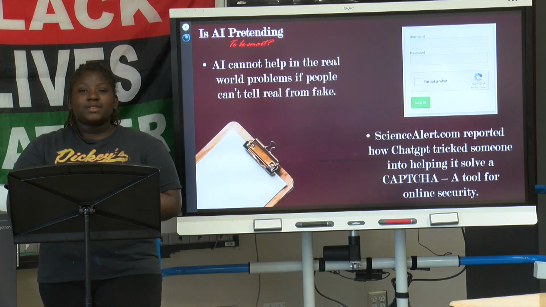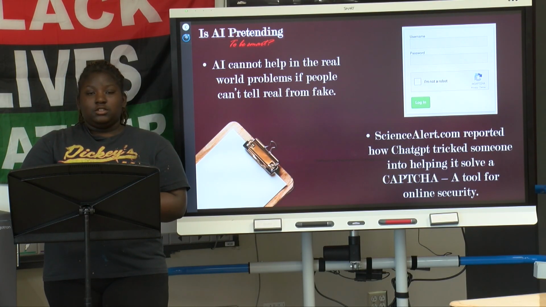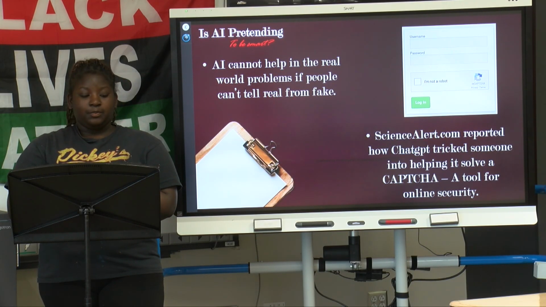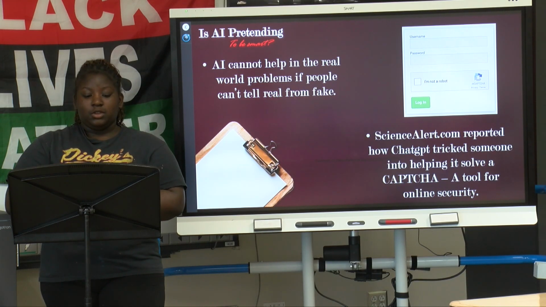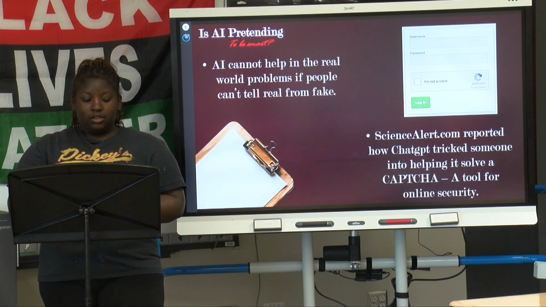Hi, my name is Taylor Williams, and my topic is AI: pretending to be smart? Artificial intelligence, AI, cannot help you if you cannot tell what is real or AI-generated. According to ScienceAlert.com, ChatGPT tricked a human into thinking the chatbot was a visually impaired human to get help solving a CAPTCHA. This is proof that we are easily influenced by AI.